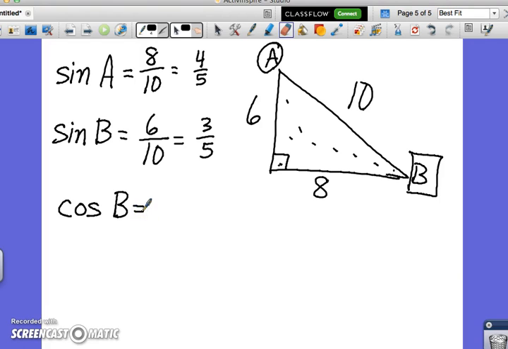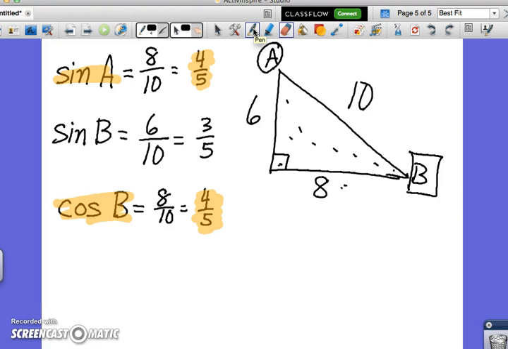Cosine is adjacent over hypotenuse. For angle B, which one's next to angle B? 8 over, what's the hypotenuse? The hypotenuse is staying 10. It's a right triangle, so the hypotenuse is not changing. So 8 over 10 reduces down to 4 over 5. Notice this: in any right triangle, the sine of A here is 4 over 5, and the cosine of B is also 4 over 5. Notice those two are the same. Kind of an interesting thing there. When you start looking at the angles here, this is going to play out.